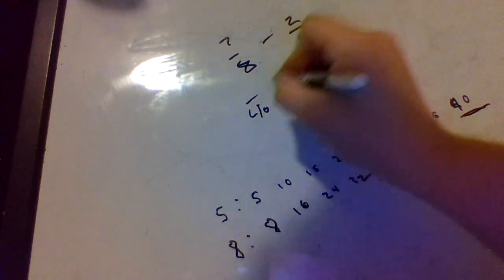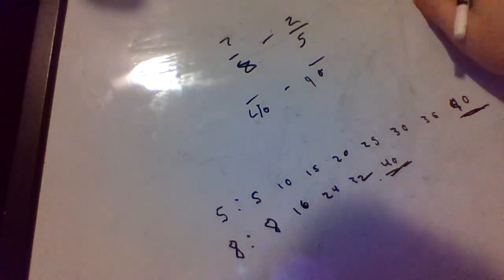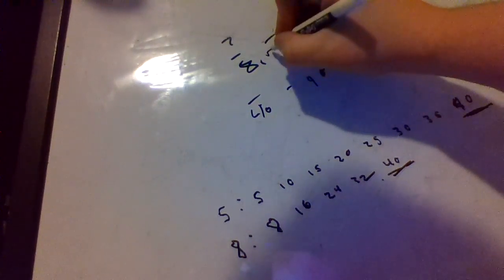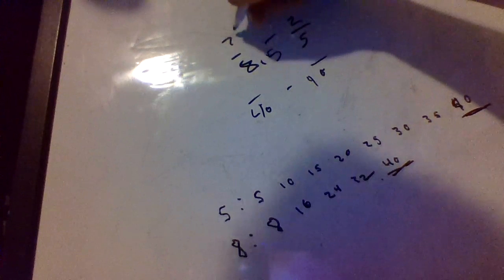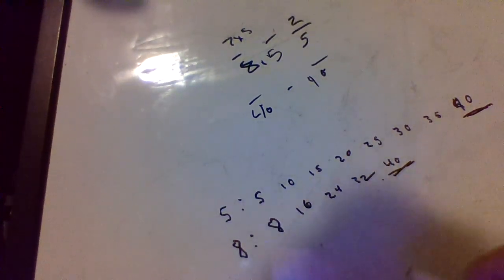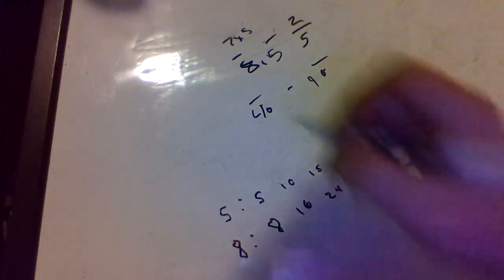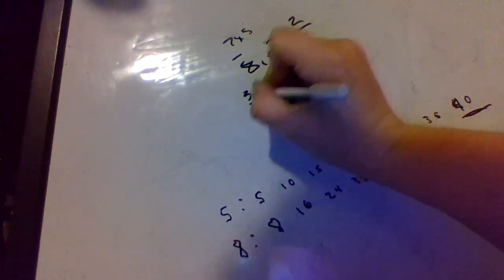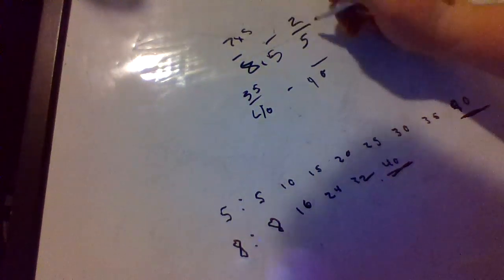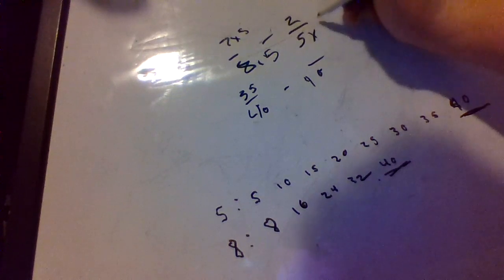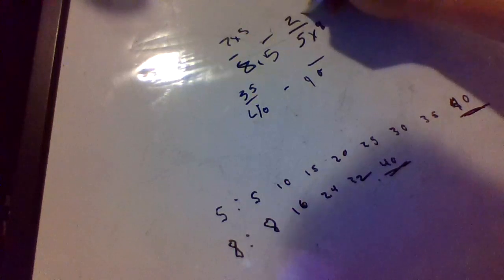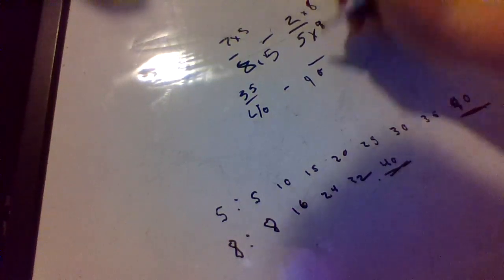And then we're going to ask ourselves, 8 times what is 40? Well, 8 times 5 is 40. So we have to multiply the top by 5. 7 times 5 is what? 35, right. And 5 times what is 40? 5 times 8 is 40. So that means we do the same to the top. 2 times 8 is 16.